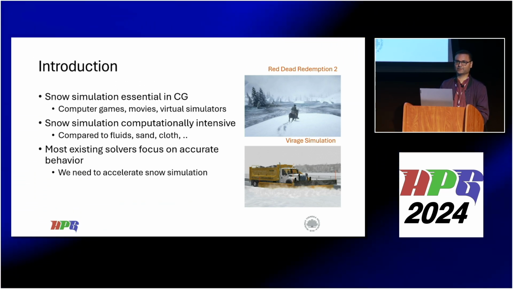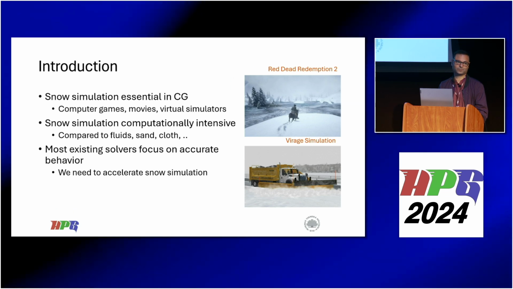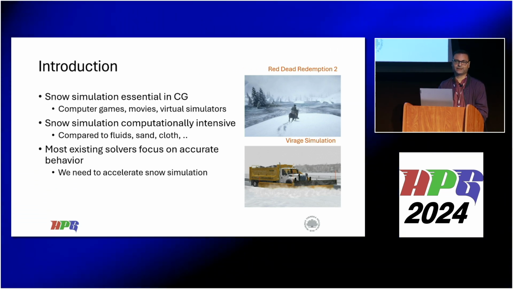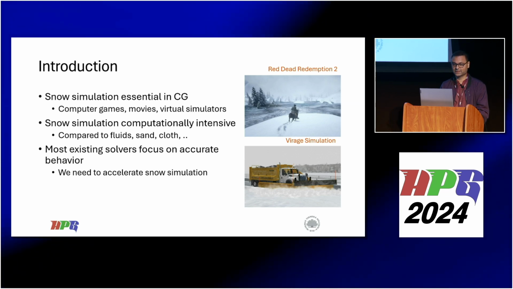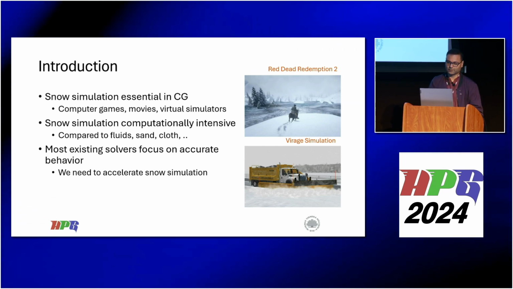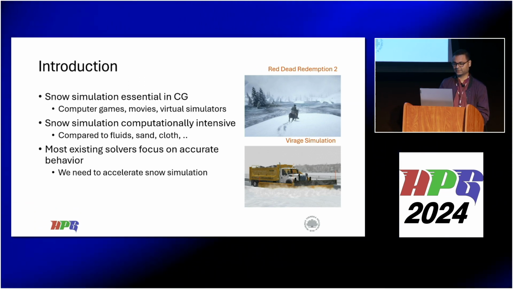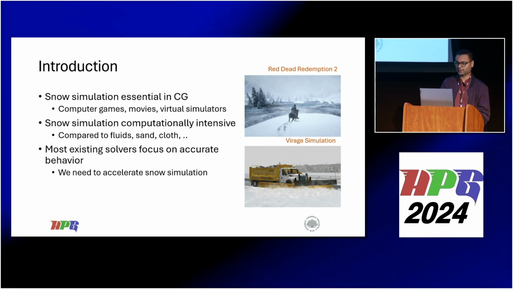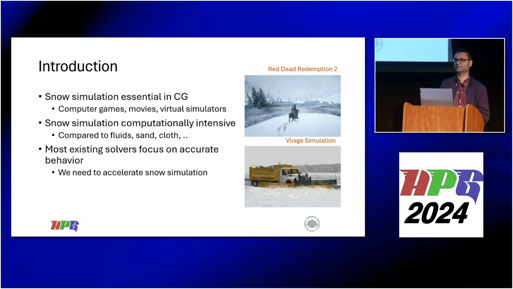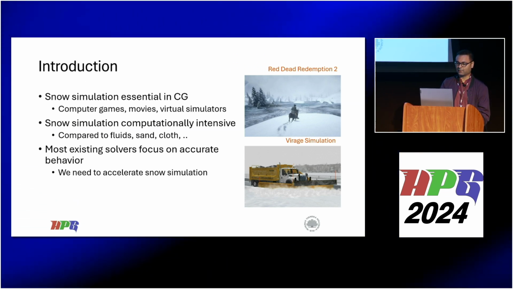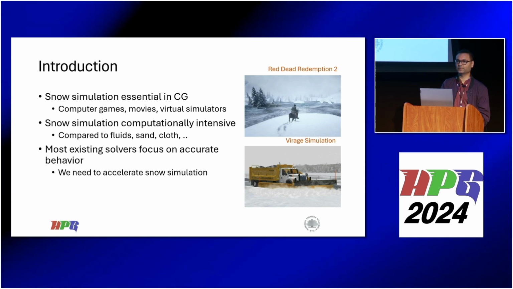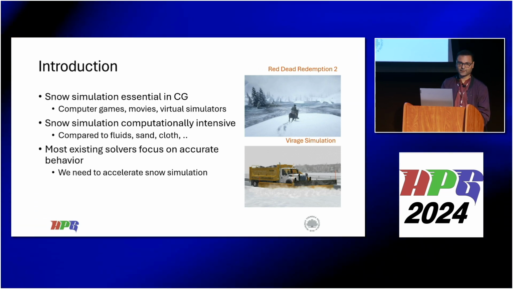It's because it's computationally intensive, and it has properties that other materials do not have, like it can get compressed, it can melt. So for example, with fluid simulation, those things don't happen. So there has been some work, as I will discuss in a few moments, on snow simulation in computer graphics, but the focus has been accuracy. And our group has been working on accelerating snow simulation so that it could be used for real-time applications.